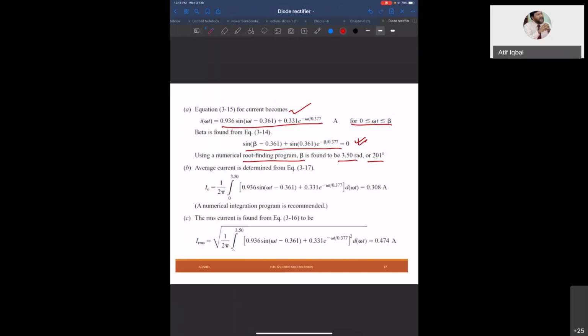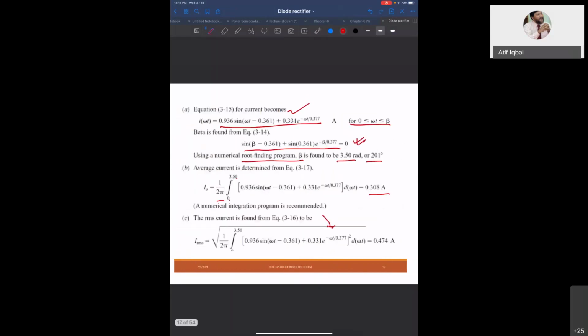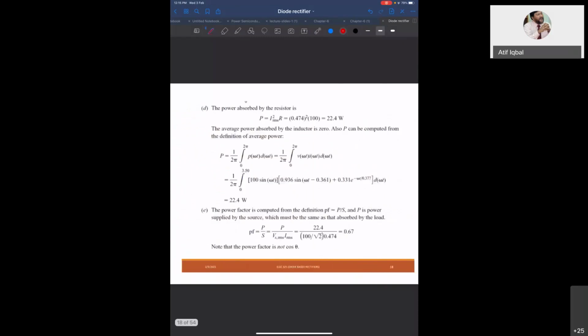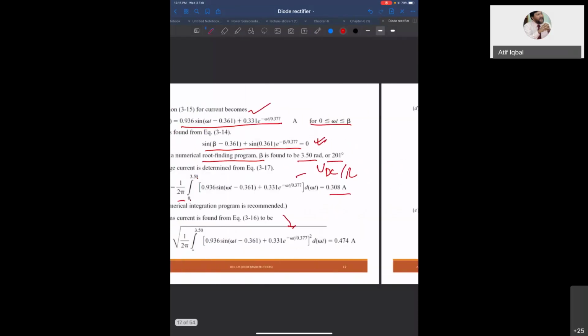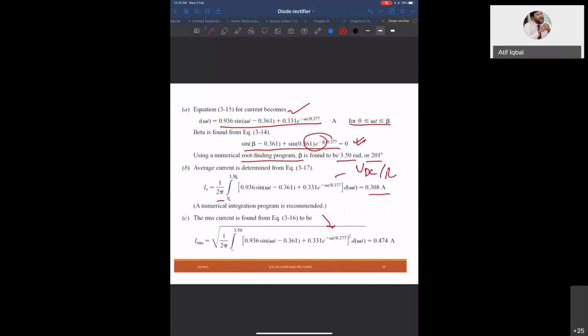And the average is 1 by 2 pi, 0 to beta. You get this value. For the RMS, you still find the same expression. You can put the values here. You can also try to get this from the VDC value. This is all about the current. No voltage expression is given here, but you try to find it. But in that case also, you need to know the value of beta.